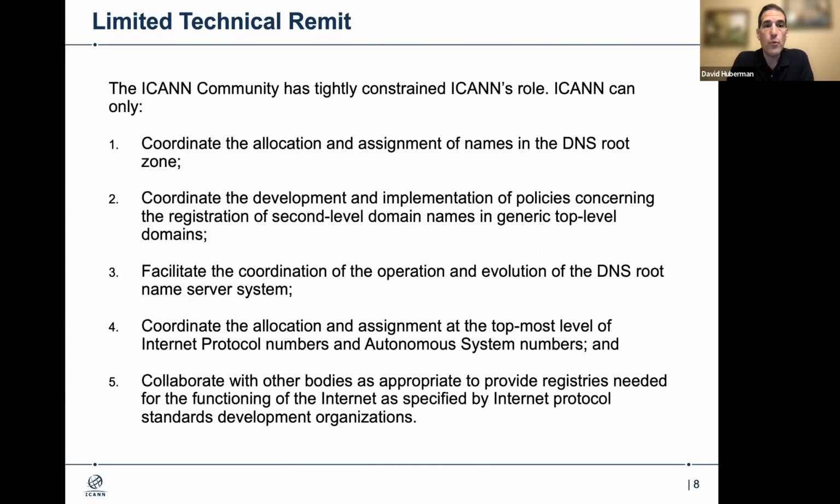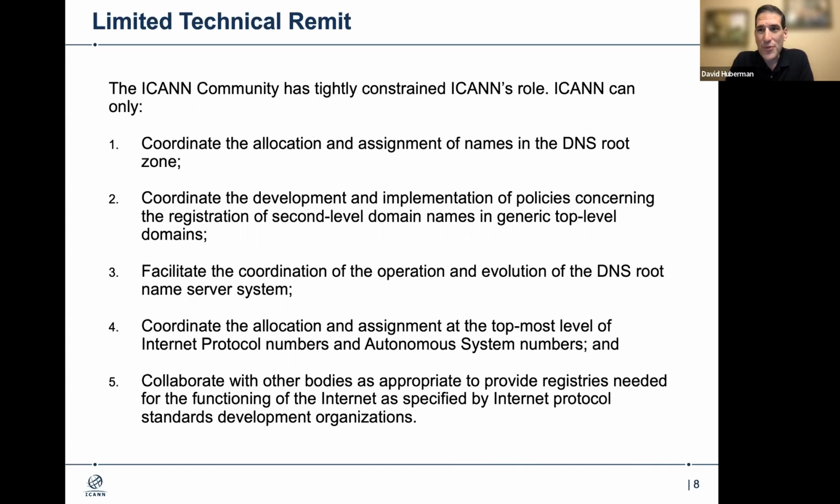In no order, we coordinate the allocation and assignment of names. So these are top-level domains in the DNS root zone. And we're going to go through all 5 of these in detail. That's what this presentation is going to be. We coordinate development of policies concerning the registration of second-level domains. Example.com is the second-level domain. We facilitate the coordination of the DNS root name server system, how it operates and how it evolves. We don't run it. We don't run the DNS root name server system. We are the facility. We are the organization where people come together to talk about, discuss, and coordinate its operation.